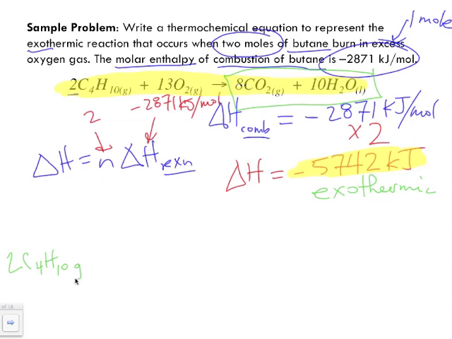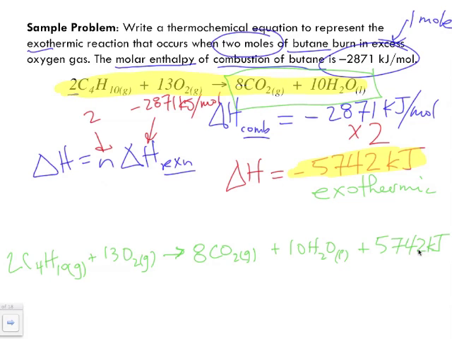2C4H10, and it's a gas, reacting with 13 moles of oxygen gas. Remember, don't forget to include the states of matter, to produce 8 moles of carbon dioxide gas plus 10 moles of water liquid, and we're going to include plus 5,742 kilojoules. Notice how we are not referring to it as kilojoules per mole, because if we looked at this equation here, 2 moles, kilojoules per mole, moles divide out, and all we're left with are kilojoules.